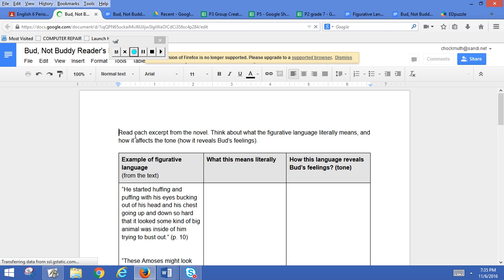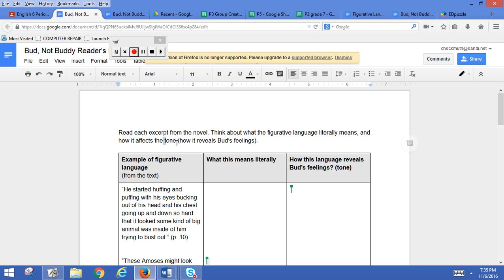So this chart here, if you look at the directions, you're going to read each excerpt from the novel and think about what figurative language literally means. That means what it really means and how it affects the tone. Okay? So if you remember that figurative language is language that gives a picture in your mind. Like Bud described the Amoses as cream puffs. Okay? And we were able to look at a picture of a cream puff being a really soft, flaky, big, squishy thing, right?